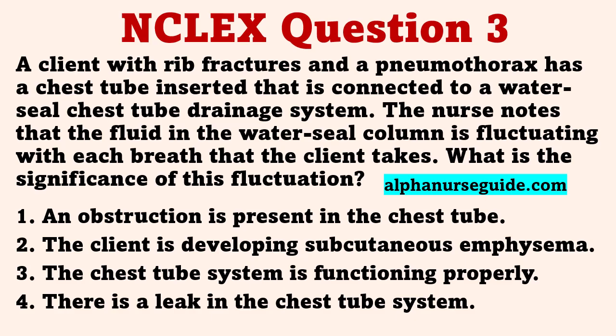The correct answer is 3. Fluctuation of fluid in the water seal column with respirations indicates that the system is functioning properly. If an obstruction were present in the chest tube, fluid fluctuation would be absent. Subcutaneous emphysema occurs when air pockets can be palpated beneath the client's skin around the chest tube insertion site. A leak in the system is indicated when continuous bubbling occurs in the water seal column.